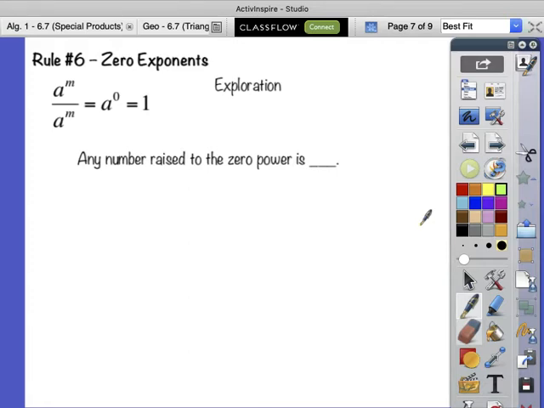Okay? Rule number 6, 0 exponents. We're saying anything raised to the power of 0 is going to be 1. How can that be? What's that mean? Let's look at this exploration. Let's say we have a to the 5th over a to the 5th.